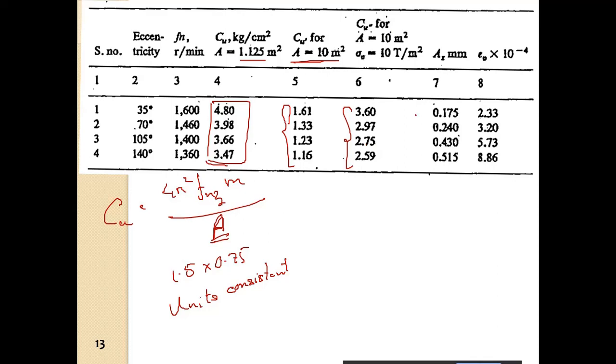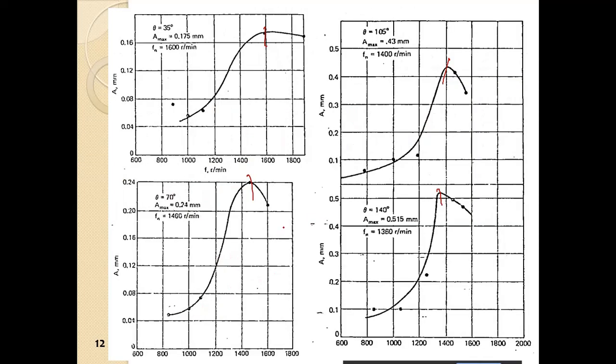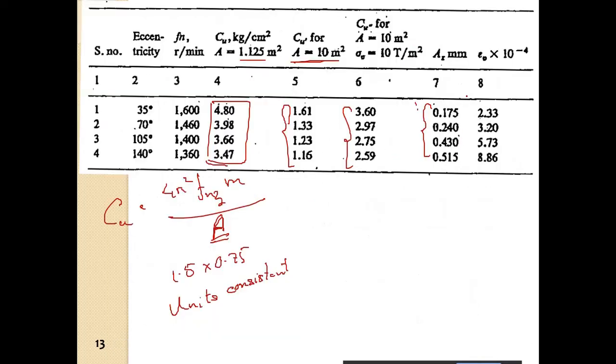All right. And this is the amplitude, the maximum amplitude, Az. Az is already given here. So that is the maximum amplitude. From the maximum amplitude, we have plotted the strain. What is the maximum strain?